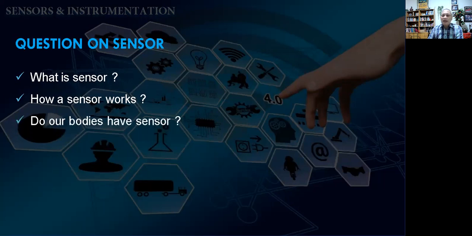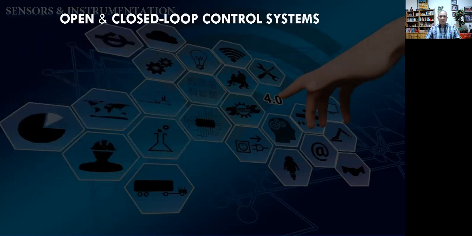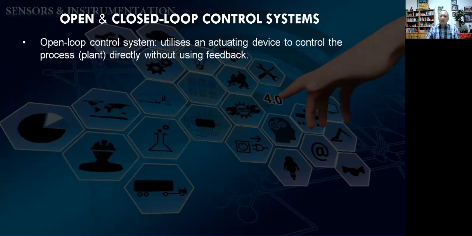Do our bodies have sensors? Yes, of course. Otherwise, we cannot really touch, feel, sense, or taste. Those are our sensors. Why do we need sensors? We'll discuss this, and hopefully this will give you a good foundation to study the needed topics in this course. Let's look first at the open and closed loop control system.